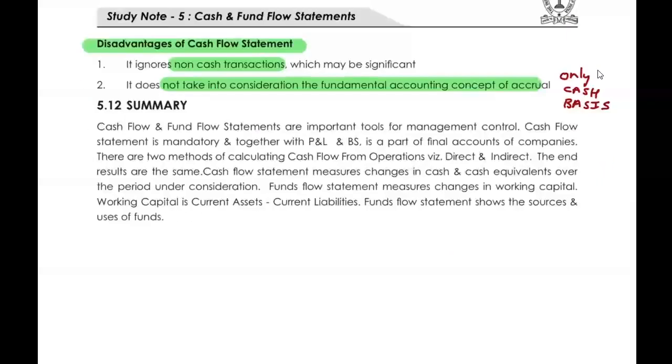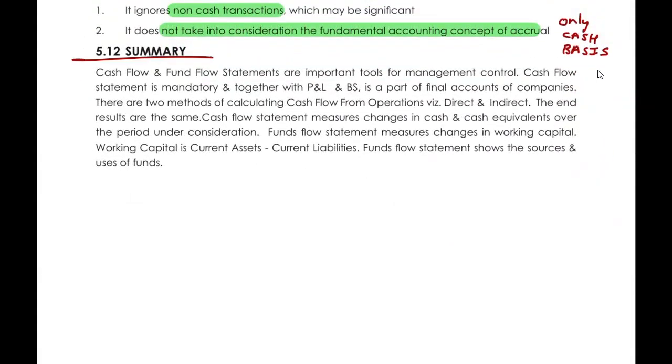Okay. And at last, we have the summary of this chapter, where you have the cash flow and fund flow statement, important as a management tool, and it is mandatory along with the P&L and the balance sheet as a part of final accounts of the companies. The two methods of cash flow are direct and indirect. The end results are the same. That is the closing balance of cash and cash equivalents.